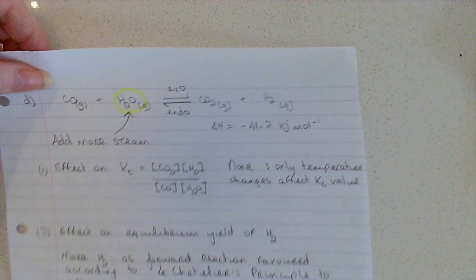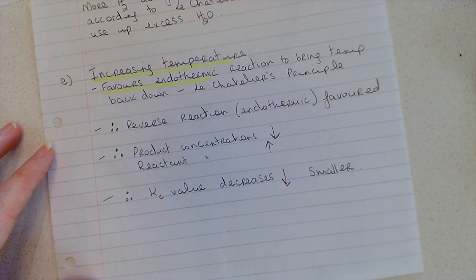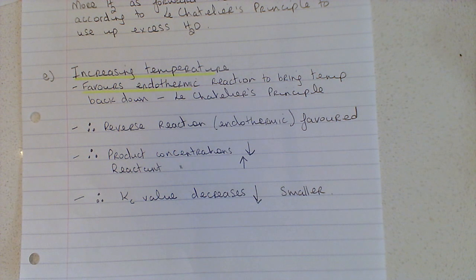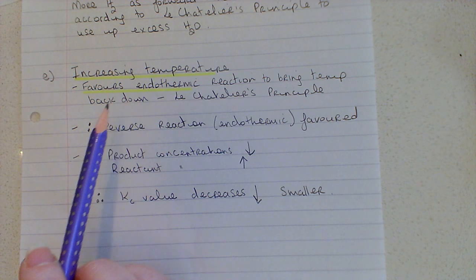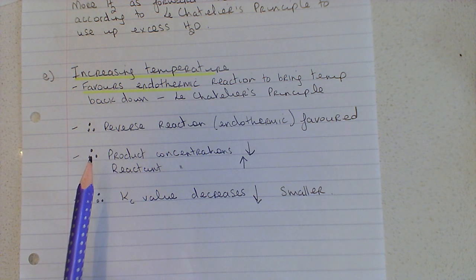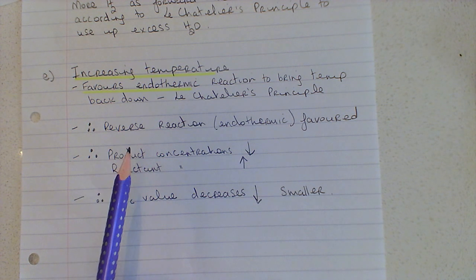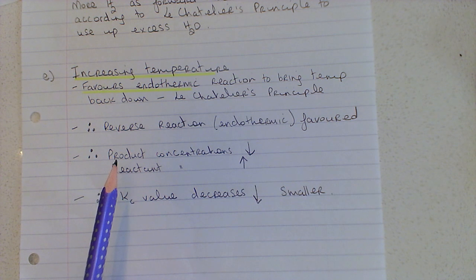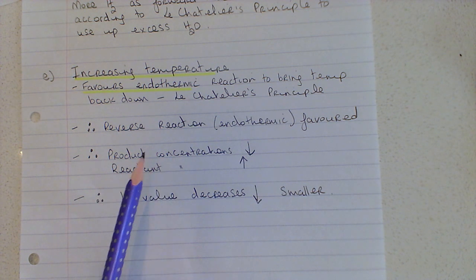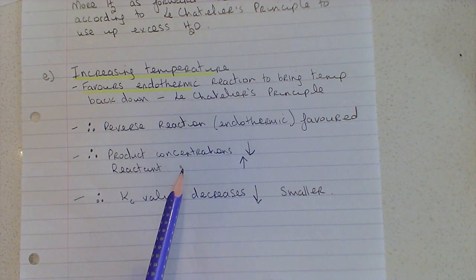So if we were to tamper with the reaction at equilibrium and increase the temperature, that's a stress. According to Le Chatelier's principle, the system will readjust to minimize or oppose that stress. So if we increase the temperature, the system will want to bring the temperature back down. Therefore it favours the endothermic reaction, and in this case, that means it's going to favour the reverse reaction, because this is the endothermic reaction in this particular question. Therefore, the product concentration will decrease and the reactant concentration will increase.